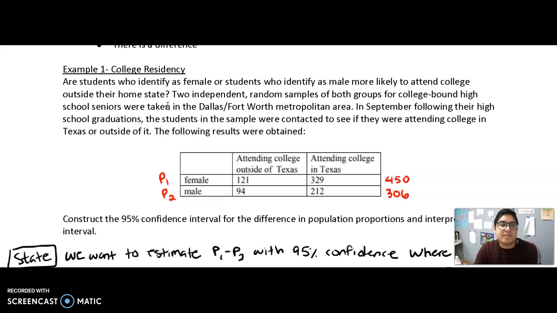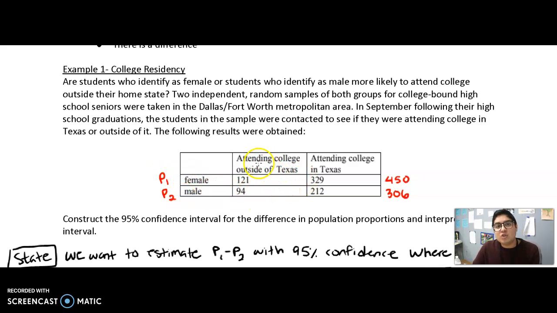Two independent random samples of both groups of college-bound high school seniors were taken in the Dallas-Fort Worth metropolitan area in September following their high school graduations. The students in the sample were contacted to see if they were attending college in Texas or outside of Texas. We have the following. Again, there was no order stated for us, so we're just going to go with P1 is female and P2 is male because that's the order presented.